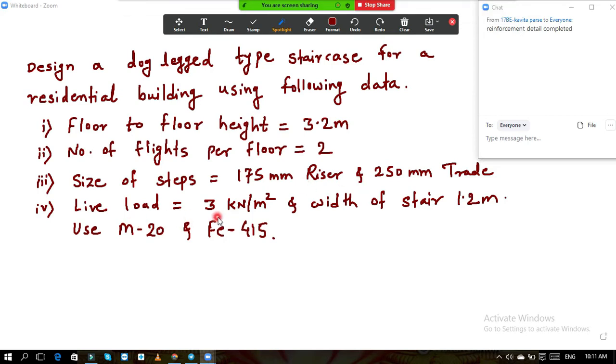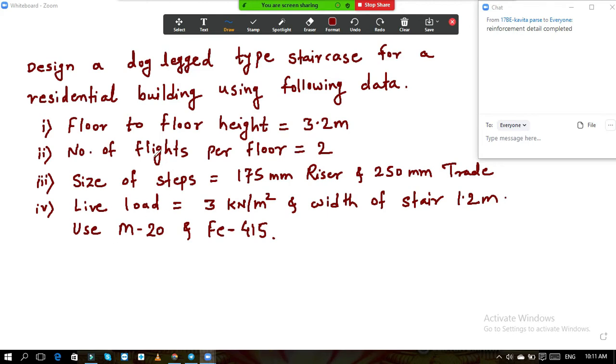So live load 3 kilonewton per meter square and width of stairs 1.2 meter. Use M20 and Fe 415. So this is given in the problem. Okay. So now we need to solve it.